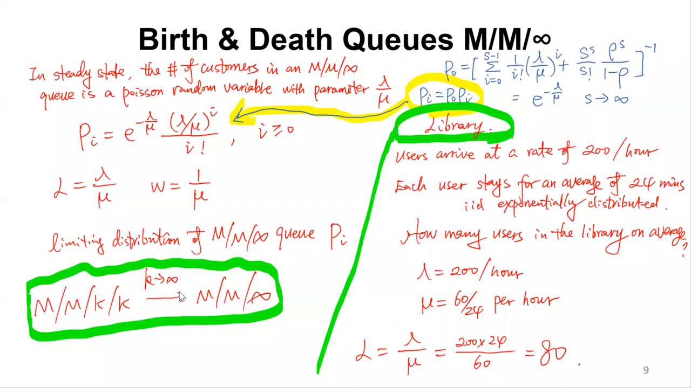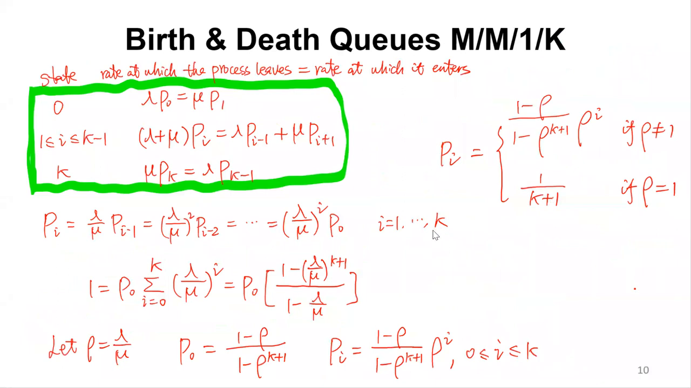If you add a cap, the capacity K, now it only goes up to K. If you sum all the probabilities P0, P1, P2 up to Pk, they equal 1. You add all of them together: this is P0 times the sum of all the rho^i. Now this series has a cap, it does not go to infinity. If it goes to infinity, it becomes 1 over 1 minus rho. If it goes only to K, it becomes (1 minus rho^(K+1)) over (1 minus lambda over mu). This is rho.